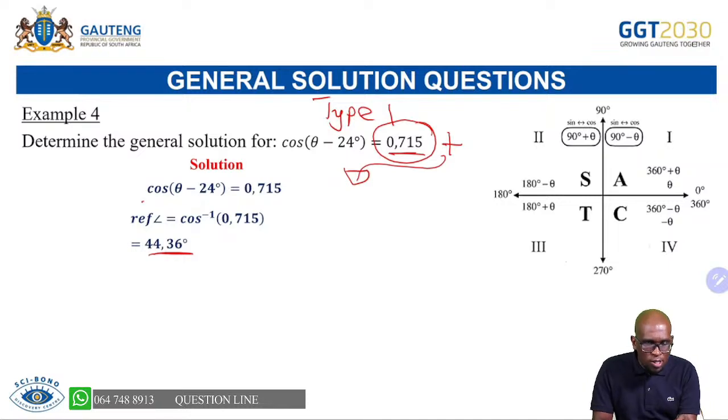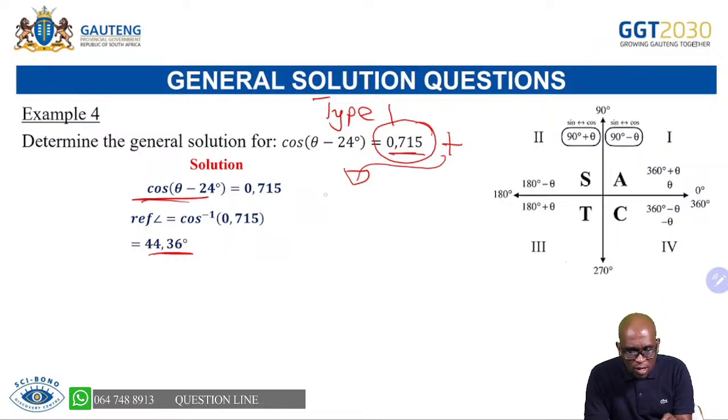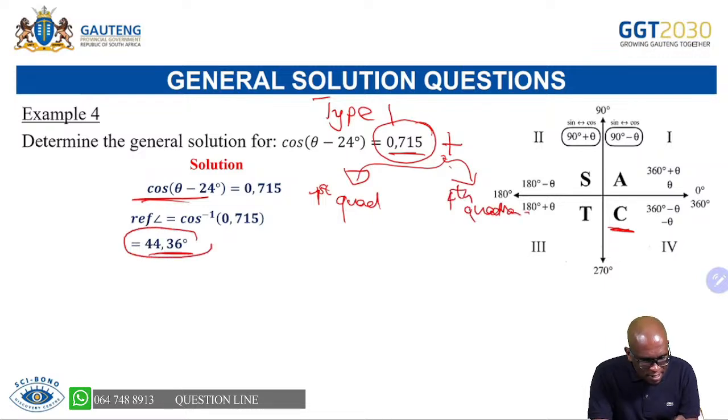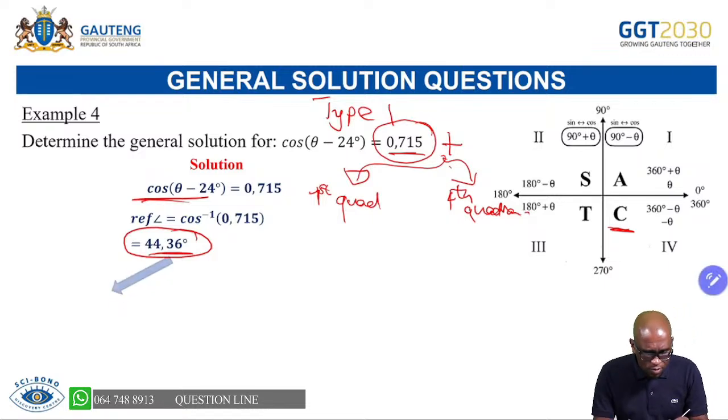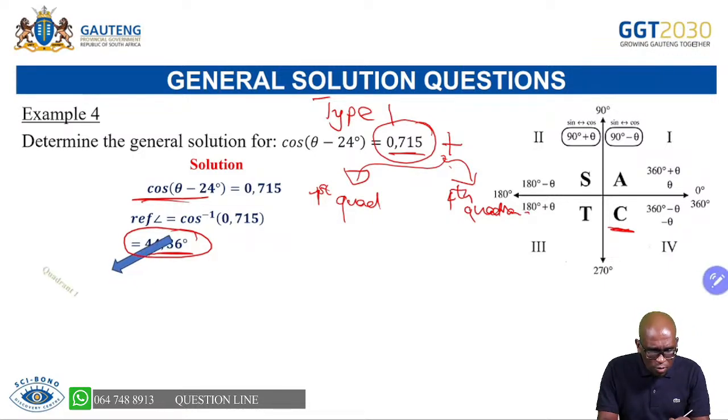Now that we have the reference angle and we see that this was positive, we're going to locate where cos is positive. It is positive in the first quadrant and also positive in the fourth quadrant. So the reference angle will take care of the first quadrant. Let's check now. We are looking at this, locating it in the first quadrant.